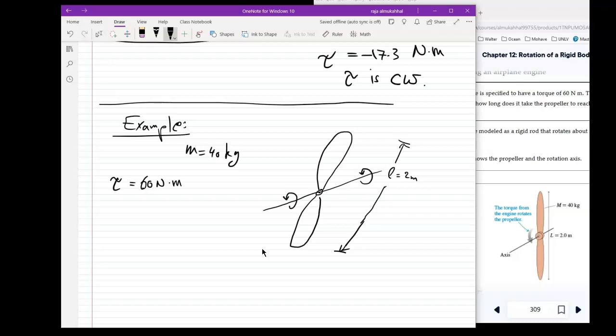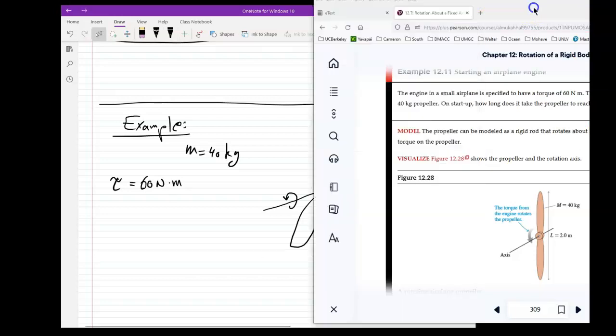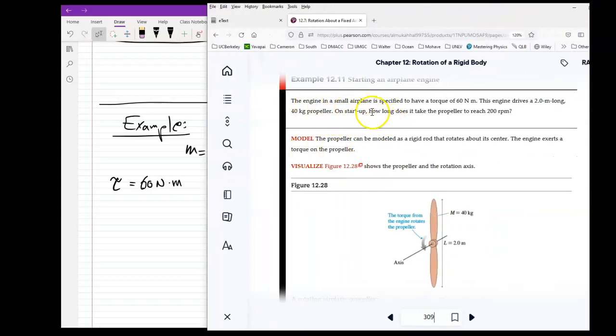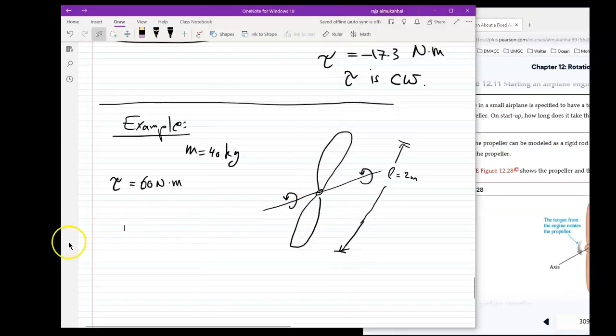And he says, let me go back to the problem again. The engine is small. So we have a 2 meter long, 40 kilogram propeller. How long does it take the propeller to reach 200 revolutions per minute? Okay, so we are starting with probably omega naught equals 0, or maybe f naught, the initial frequency, is equal to 0 as well, right? It's still not spinning. But the final frequency is 200 RPM, and I can convert it, of course, into hertz.